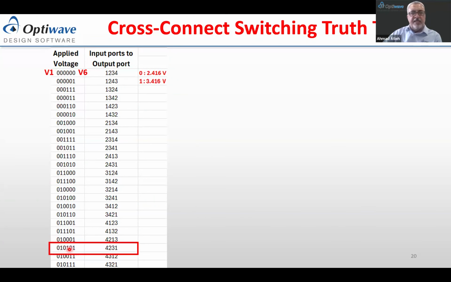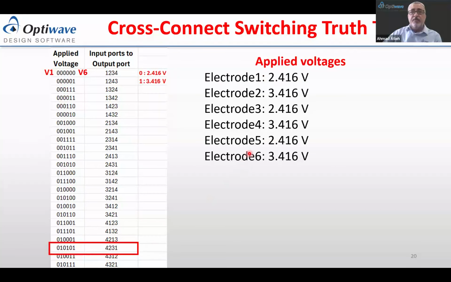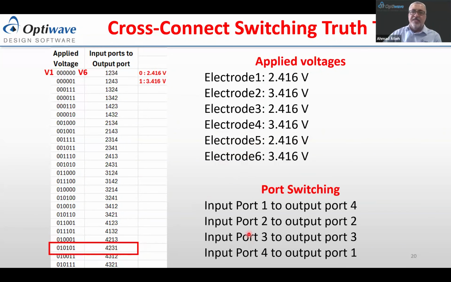Like for example, if you take an example here, 010101, it means port 1 goes to port 4, and port 2 goes to port 2, port 3 goes to port 3, and port 4 goes to port 1. So it's this kind of configuration. It makes the connection between port 1, passes it to cross connect to port 4, and port 4 to port 1, however keeping the bar between port 2 and port 3.